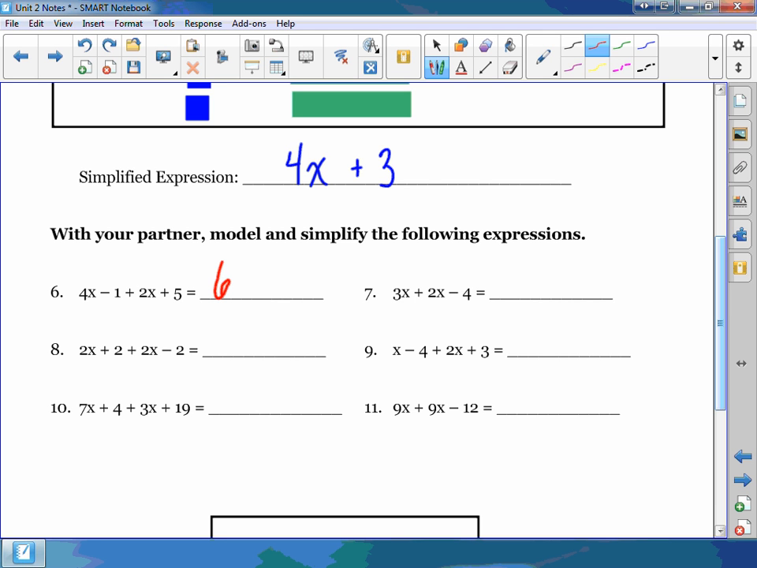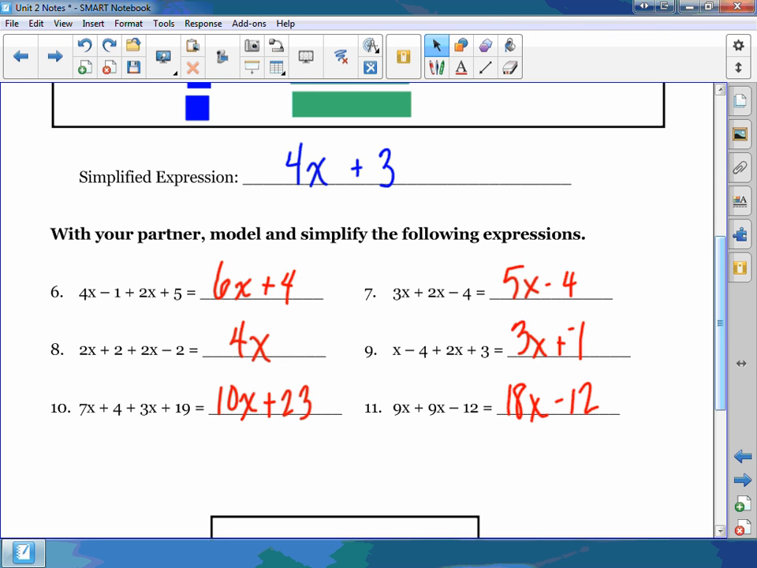Number 6 should be 6x plus 4. Number 7 is 5x minus 4. 4x for number 8. 3x minus 1, or 3x plus a negative 1, for 9. Number 10 is 10x plus 23. And 11 is 18x minus 12. Okay?